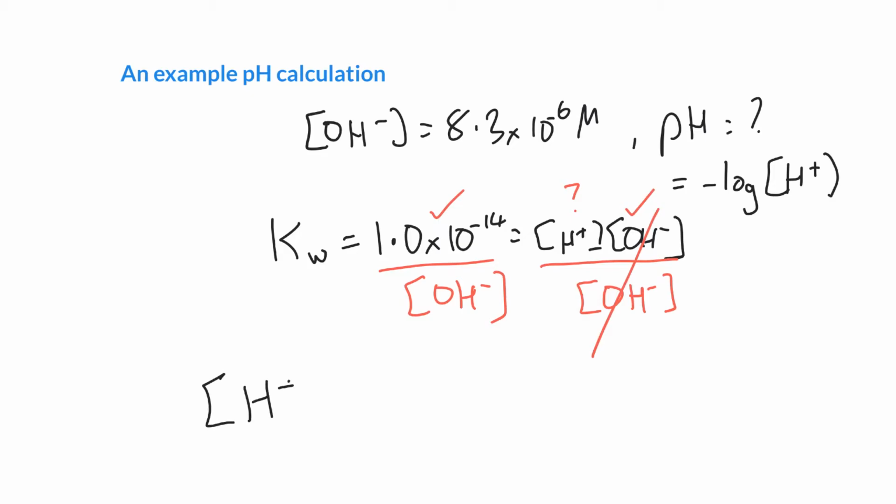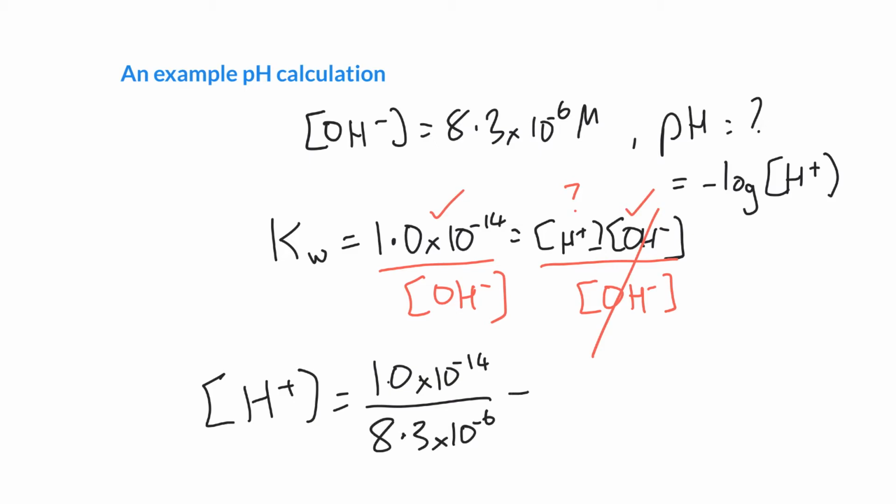So the H plus concentration is 1 times 10 to the minus 14 over the OH minus concentration, which we're given, 8.3 times 10 to the minus 6. The convention here is to leave off units till we get to the very end.